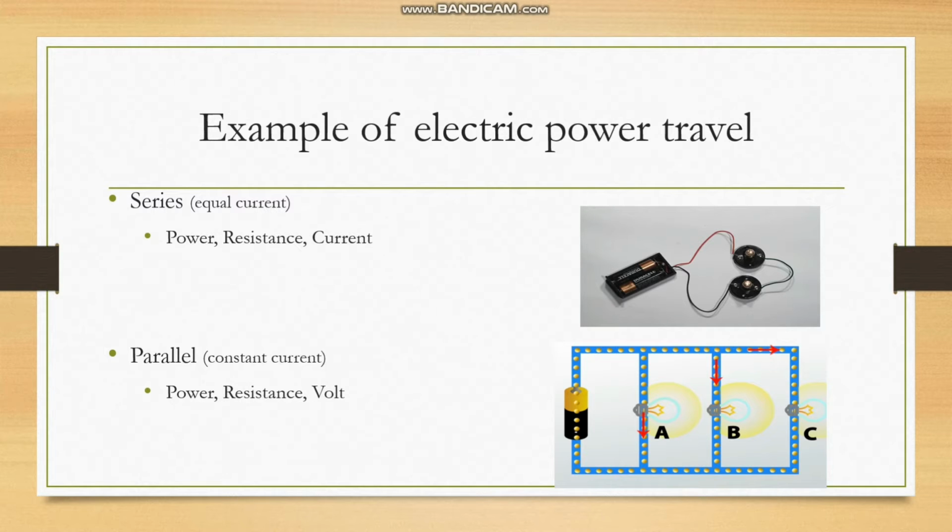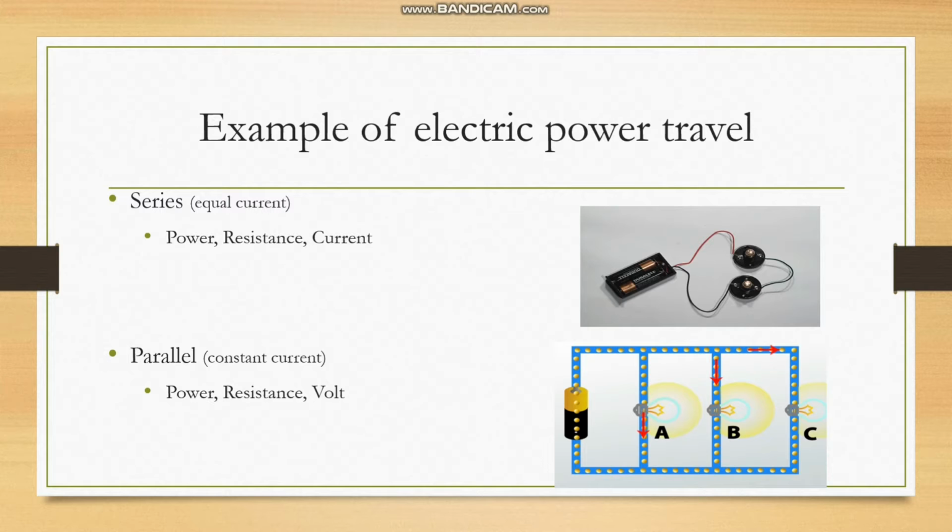So here are examples of electric power. The first example is the series. As you can see in the pictures, the battery is connected to the two bulbs. The current represented here is the same, which explains that there is only one current, or one flow of energy, connected to the two bulbs.